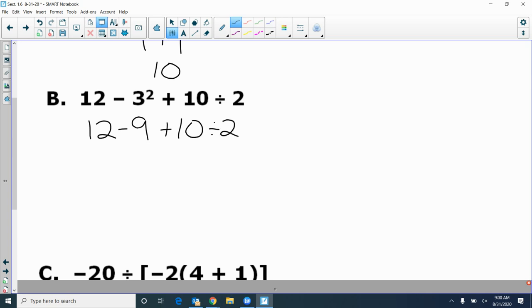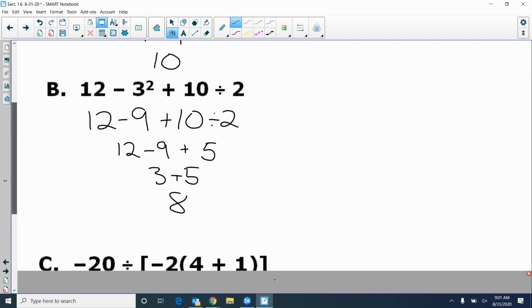Okay, Connor, you did such a good job on the first step. Tell me the second step. Second one, you'd be dividing 10 by 2, which would be 5. Good, and then you just write the rest out. That will be plus 5. All right, and now I just have addition and subtraction left. So I'm gonna go left to right. What's 12 minus 9? 12 minus 9 is 3, plus 5 would be 8. All right, very good.